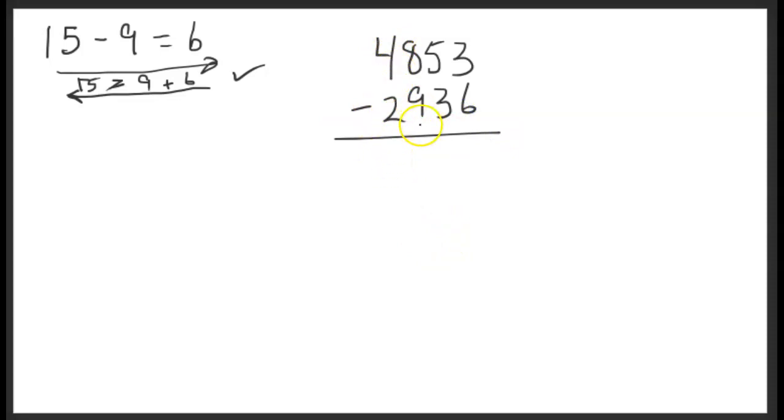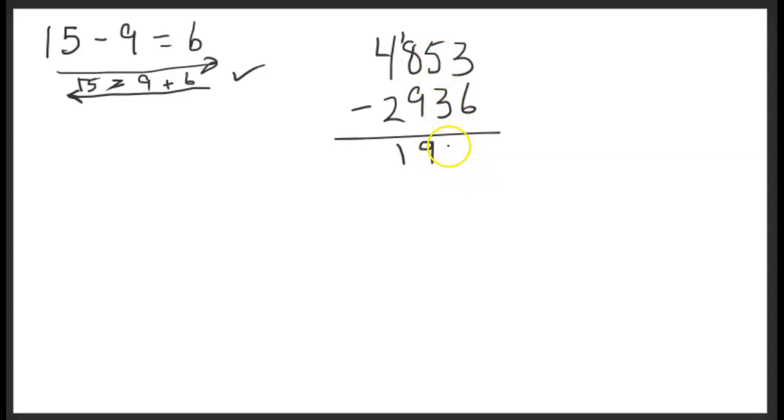Look to the next place over, and yes, I need to make a trade. So the 2,000 becomes a 1,000. The 1,000 becomes 1,800. So now we have 1,800 minus 900, which is 900. I'm not going to write it yet. I look to the next place. I don't need to make a trade, so I can write 900.